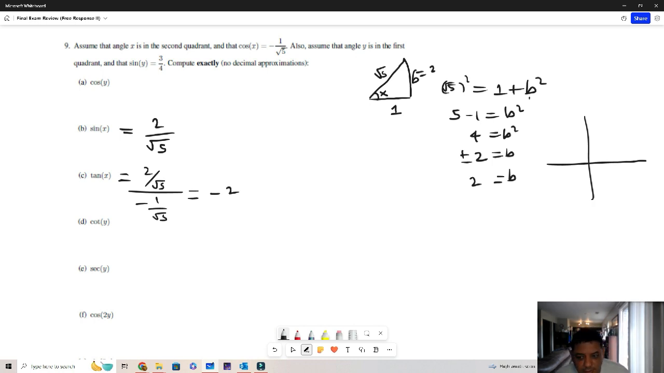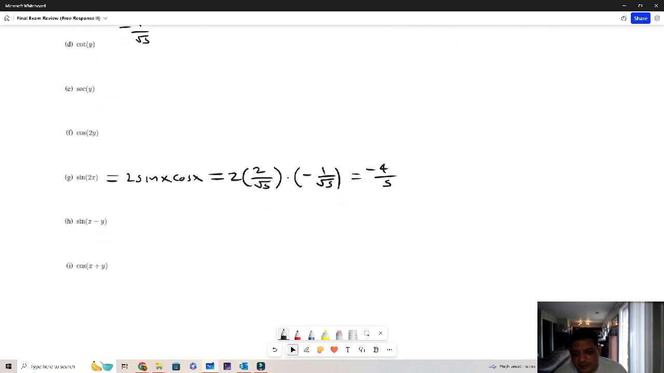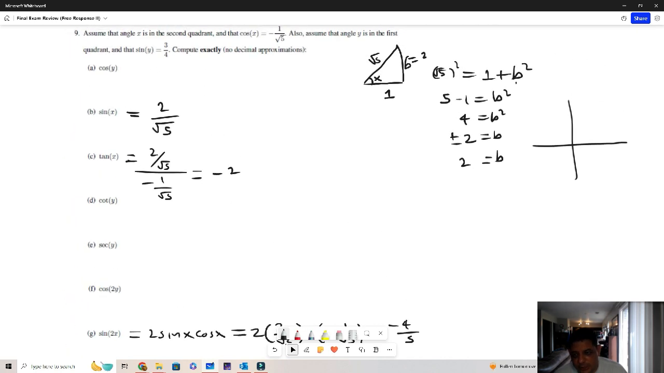Now, what else? Everything else down here seems to be in terms of y, except for the sine of 2x here. So we can do sine of 2x at this point. Sine of 2x is 2 sine of x cosine of x. And that's just going to be twice 2 over the square root of 5 times minus 1 over the square root of 5, and so that'll be minus 4 over 5. We can do the identities for sine of x minus y and cosine of x plus y, but we'll come back to those once we finish the rest.